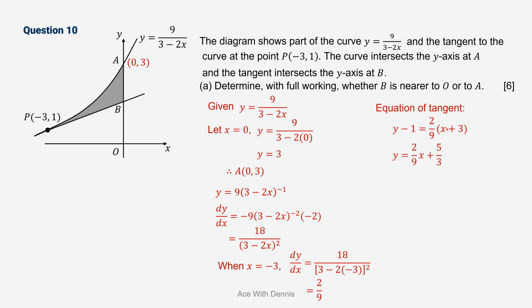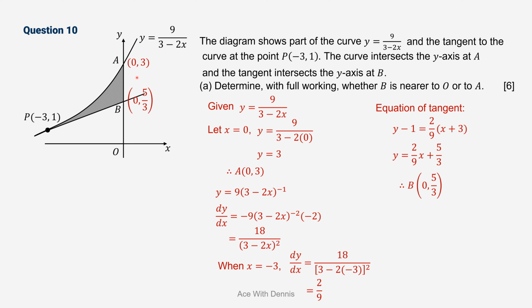Rearrange this equation to make y the subject: y equals 2 over 9 x plus 5 over 3. Okay, so B is the y-intercept of the straight line. Hence, this will be the y-coordinate of point B. Hence, the coordinates of B will be (0, 5 over 3). So let's label this as (0, 5 over 3).